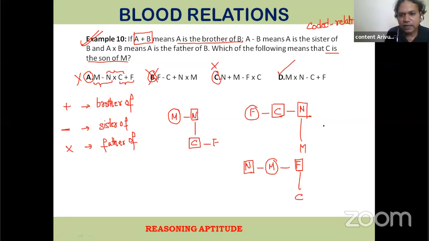Now, we'll make D and check here. Let me show you. M cross N. M is the father of N. N is the sister of C, and C is brother of F. That means M has got 3 children, N, C, F. We know the gender of C is male, so C is the son. So C is son of M. In which answer option? Answer option D.